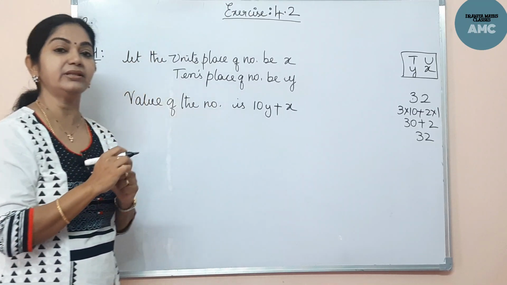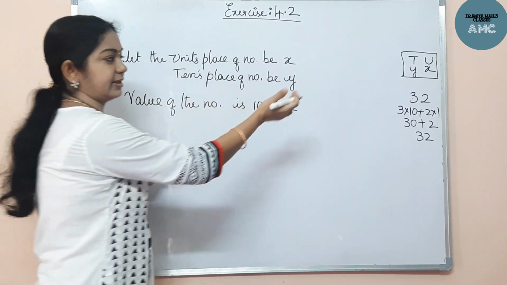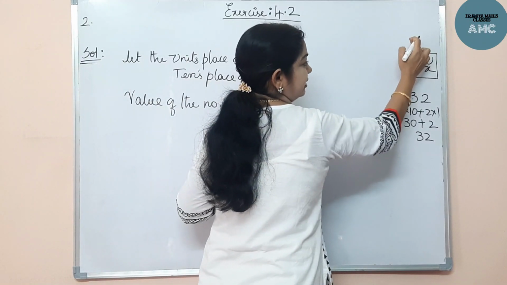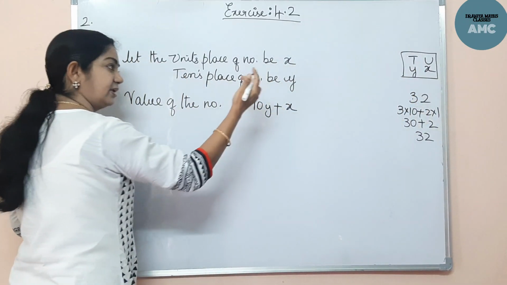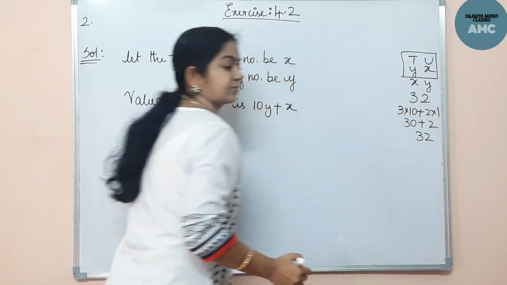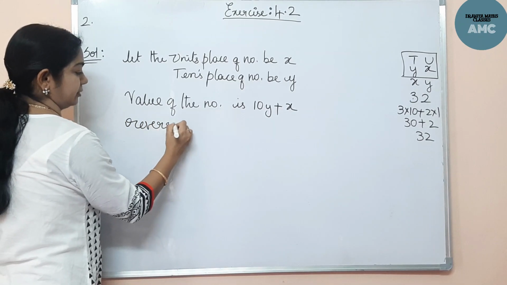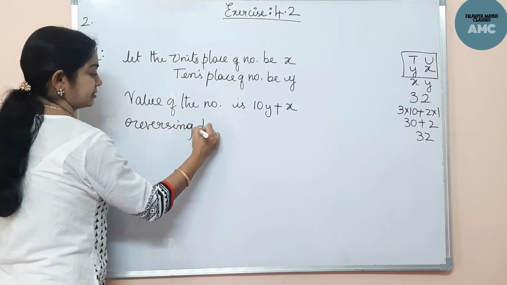Now here given in the problem, reversing means the tens place to this and units place to that. That means it again becomes, if you reverse it, it becomes xy, isn't it? Okay, reversing the digits.